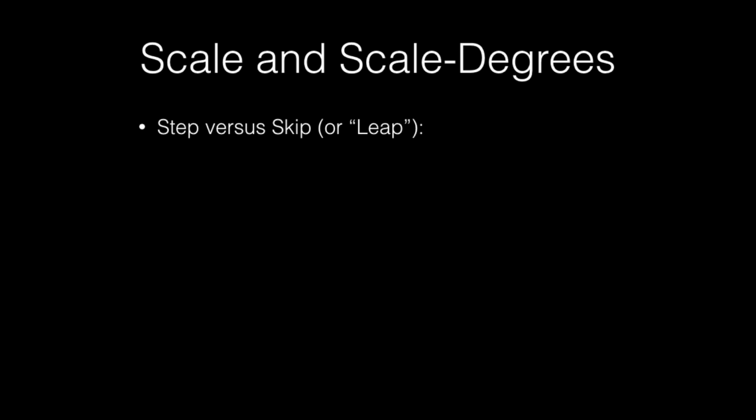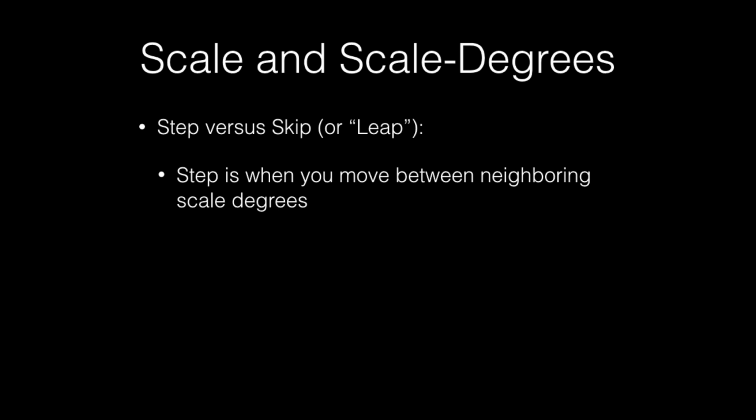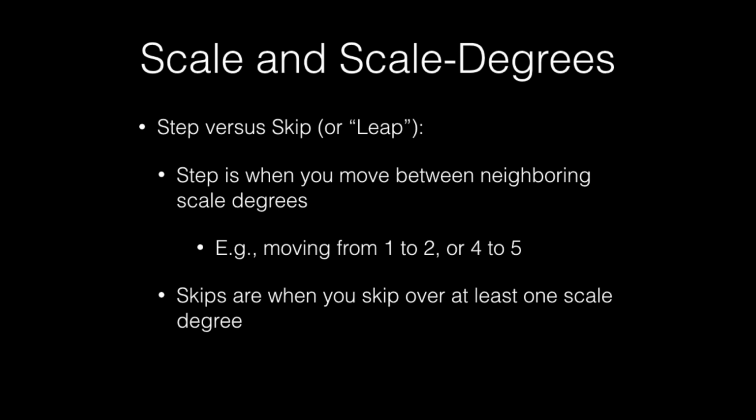And finally, let's talk about a couple of vocabulary words. Step versus skip, or leap, is a synonym for skip. A step is when you move between neighboring scale degrees, so moving between 1 and 2, or 4 and 5. Skips, however, are when you skip over at least one scale degree. So if you move between 1 and 3, you're skipping scale degree 2, and so that's a skip, or leap. 4 to 7, you've skipped 5 and 6, and so that's a skip as well.